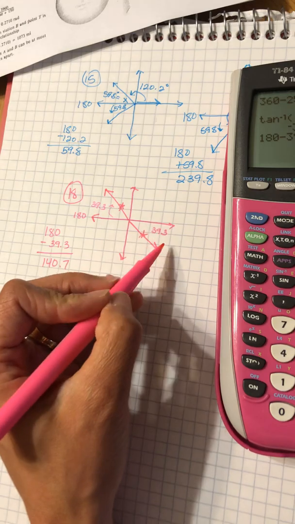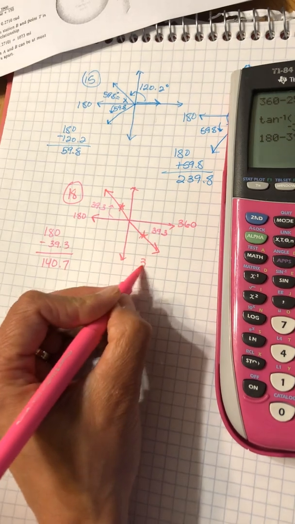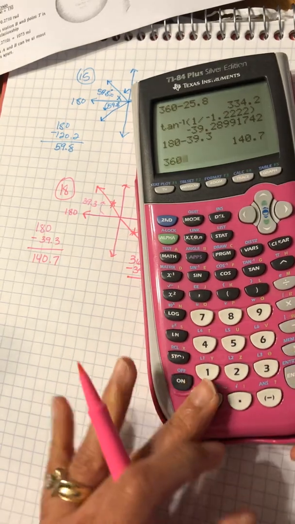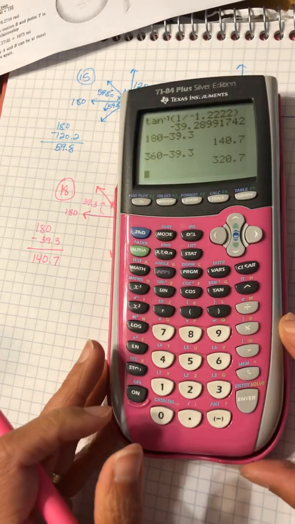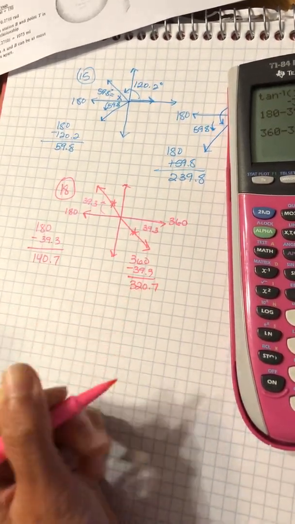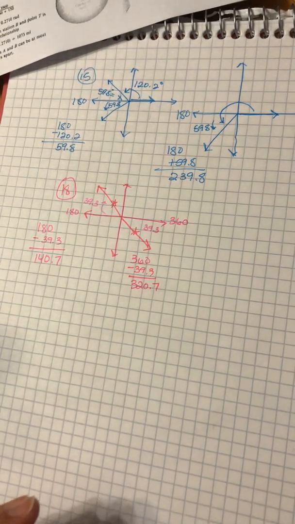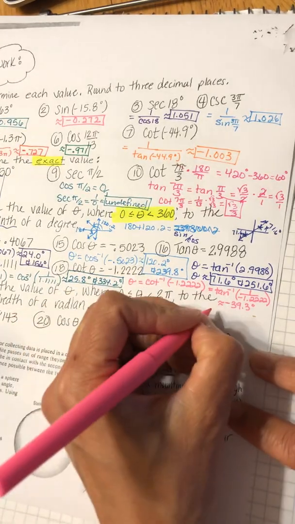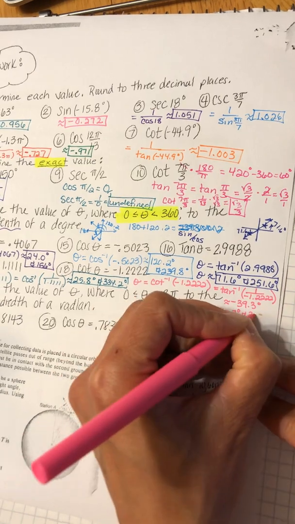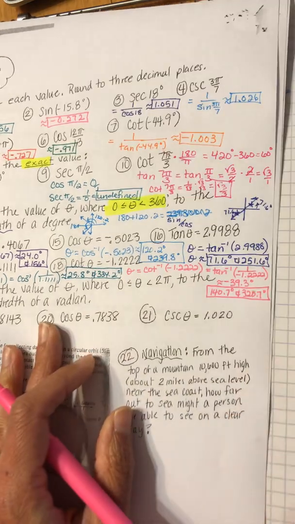Now this one is 39.3 away from this x-axis, which is closer to the 360. So I have to take 360 and subtract 39.3, which is 320.7. So those are my two angles, 140.7 degrees and 320.7 degrees. Okay.